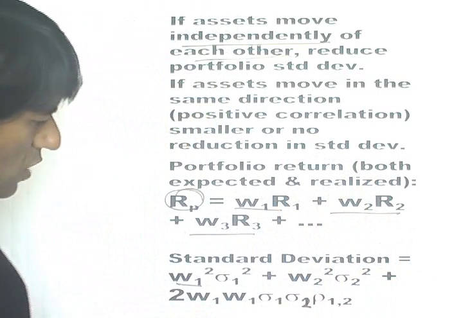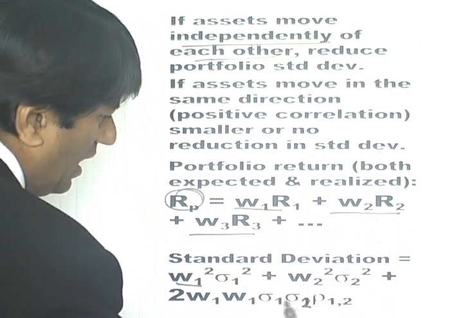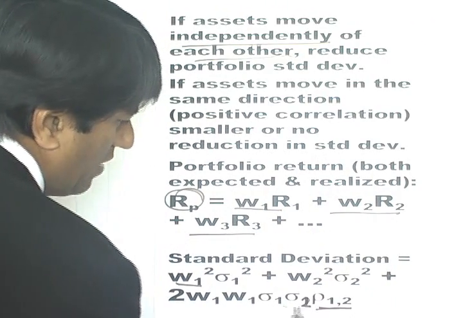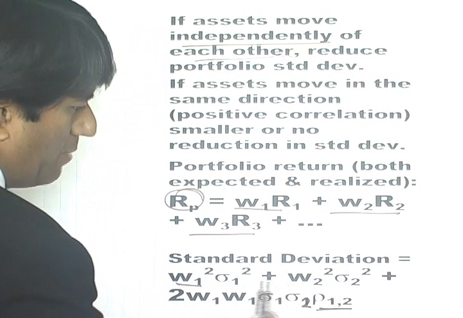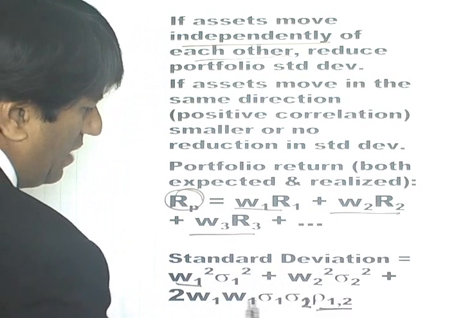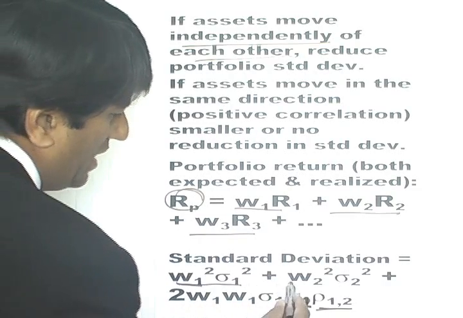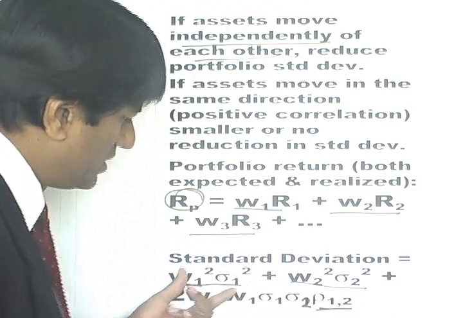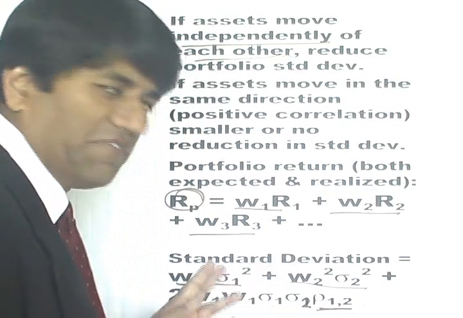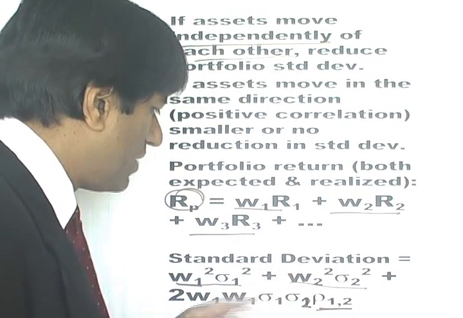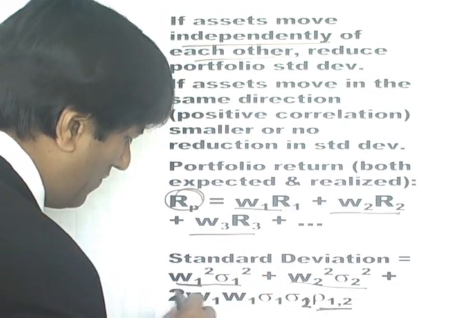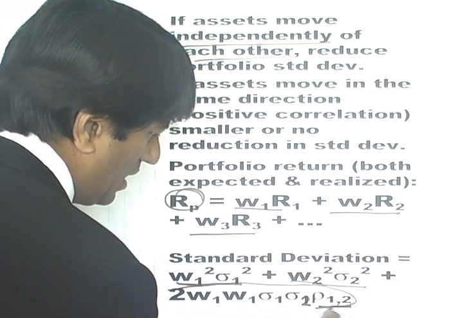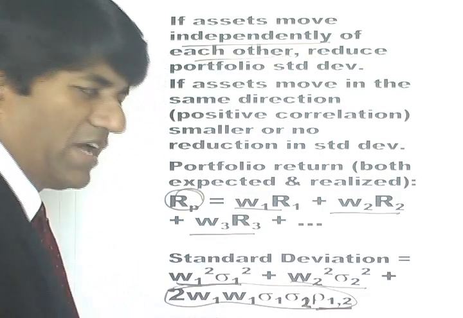And what you see from this formula is if the correlation coefficient is positive, then this is a positive amount which would increase the standard deviation. Now this and this are not affected by the correlation, so these are just affected by individual standard deviations and the weights in the portfolio. However, this is the component which measures the impact of whether the two move together or move separately.